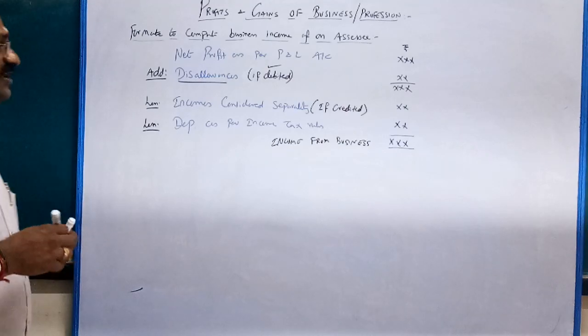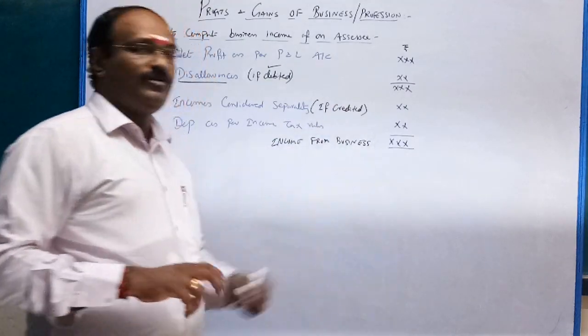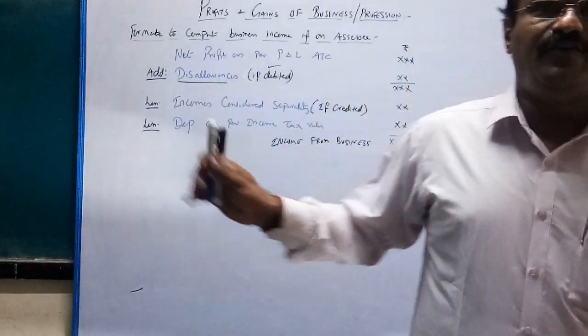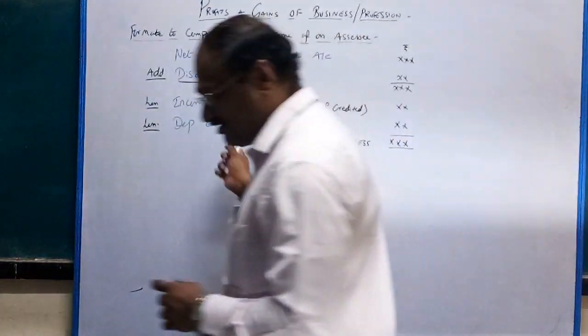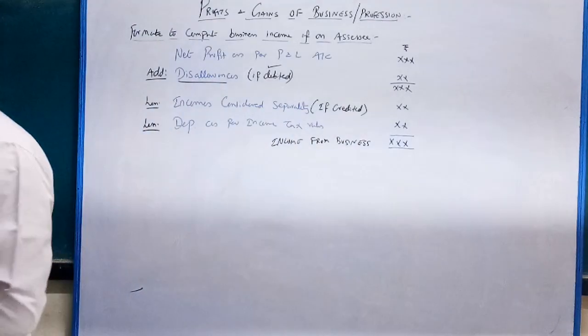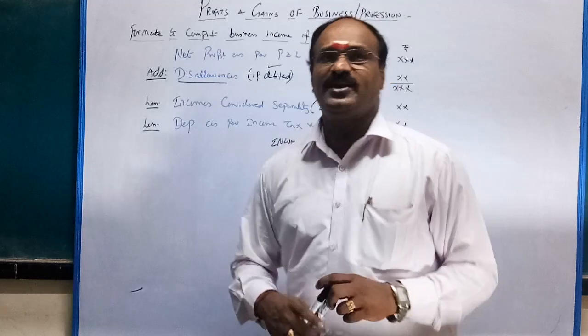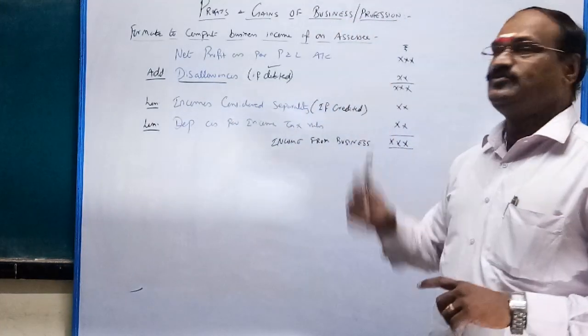Depreciation as per income tax. Then finally you are going to arrive at income from business. If you see, the format is very simple. The main thing is, what are the disallowances? Very important. So I will discuss them one by one.